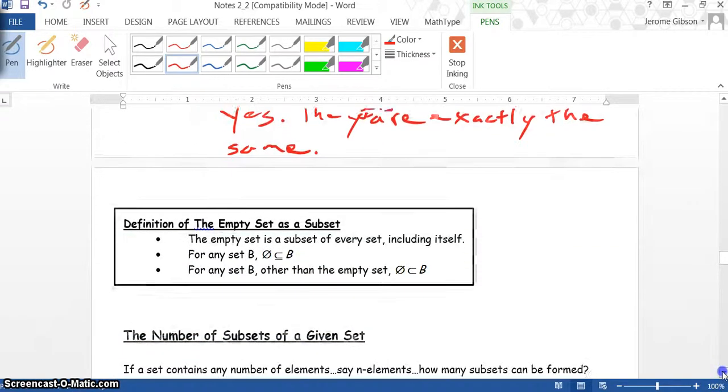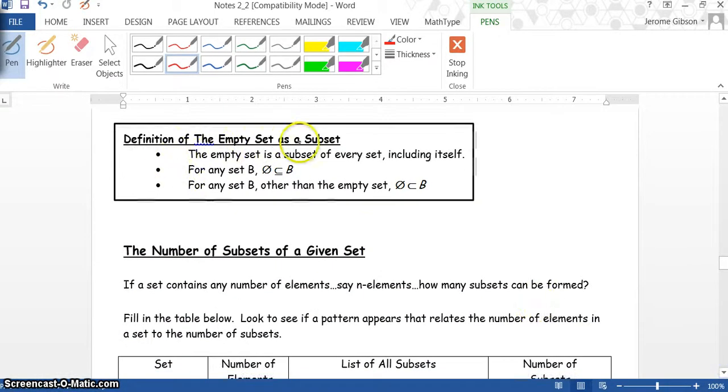Now we scroll down here. It says definition of the empty set as a subset. The empty set is a subset of every set, including itself. For any set B, the empty set is a subset of B. For any set B other than the empty set, the empty set is a proper subset of B.